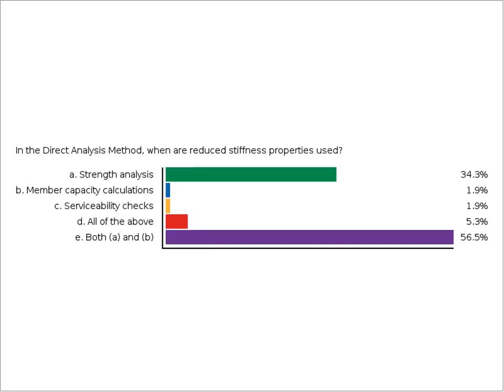And the correct answer is A, strength analysis. So in the direct analysis method, we only reduce the stiffness properties for the strength analysis. So the lateral analysis, where we're going to get our moments and axial loads for strength checks, we use reduced properties. When we're actually checking serviceability, we use the full nominal properties. And when we're doing the strength calculations, the checks using the member areas and member moments of inertia, we're going to use the full properties of the section. So we only reduce it for the strength lateral analysis.